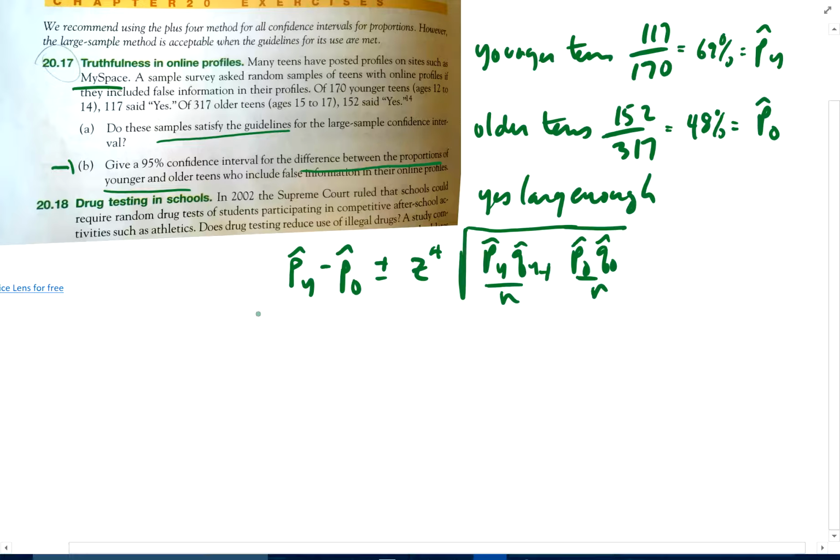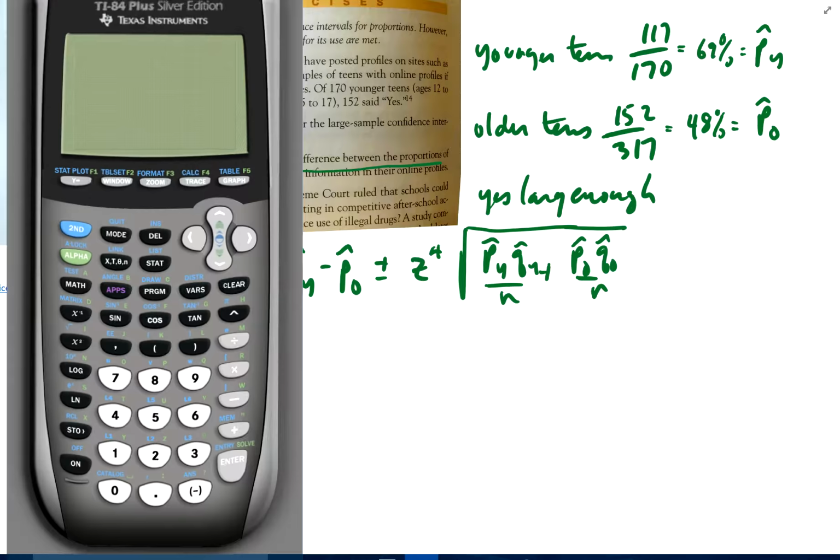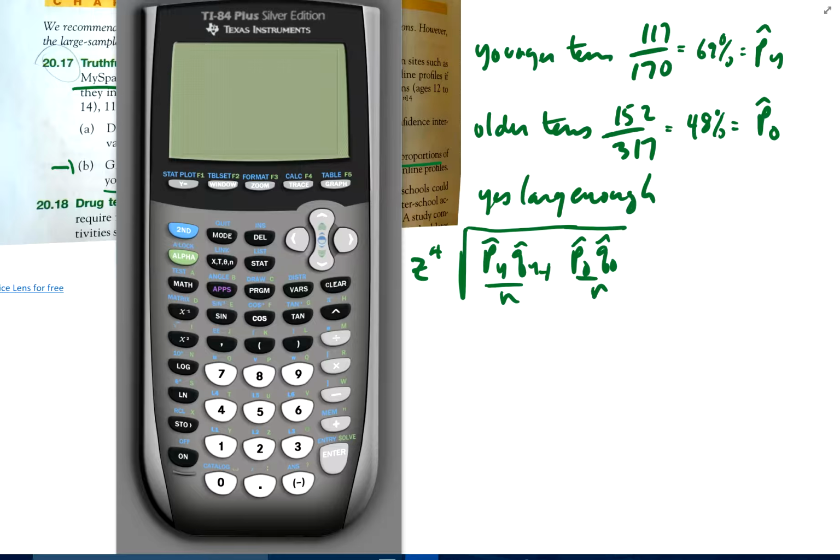So I'm going to go ahead and just do this on the calculator. Stat, Tests, 2 prop Z test. Okay, so this is always going to do x1 minus x2. So x1 is the younger. So we're going to do 117 out of 170, x2 is 152 out of 317.